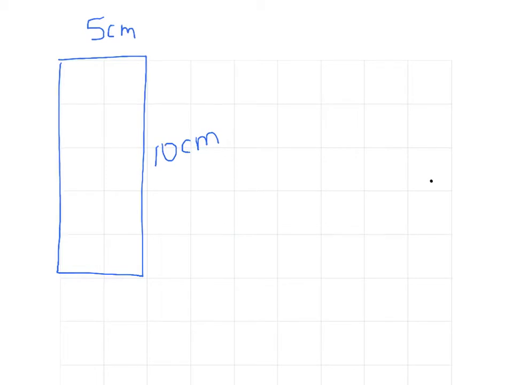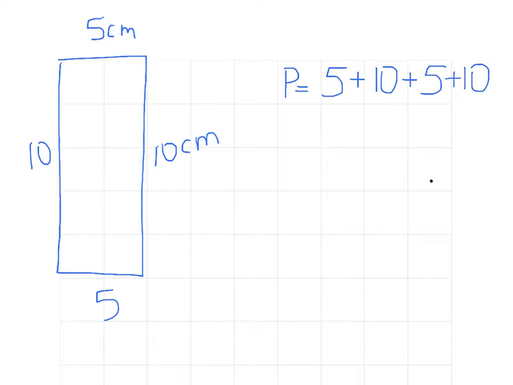Let's try another. Let's say the measurement of this is 5 centimeters by 10 centimeters. Push pause and try to solve the perimeter of this object yourself. Did you say that it's 5 plus 10 plus 5 plus 10, even though I didn't have a 5 or a 10 on this side? You'd be right. So the total of this perimeter is 5 and 10 is 15, plus 5 and 10 is 15. 30 centimeters is the perimeter of this area.